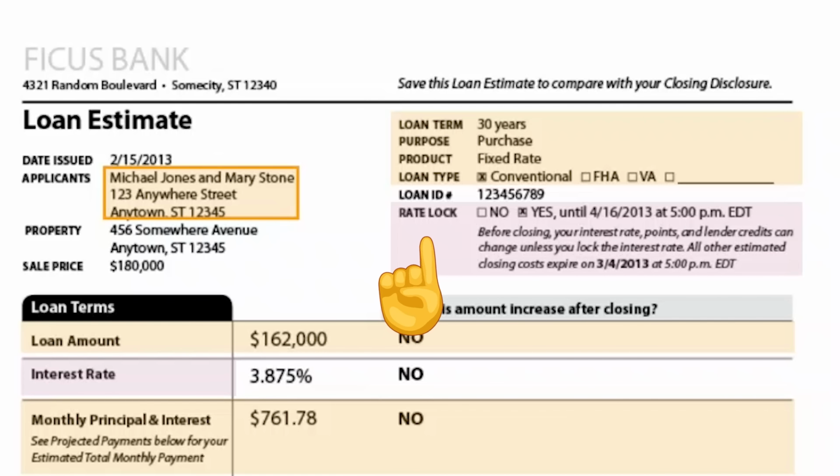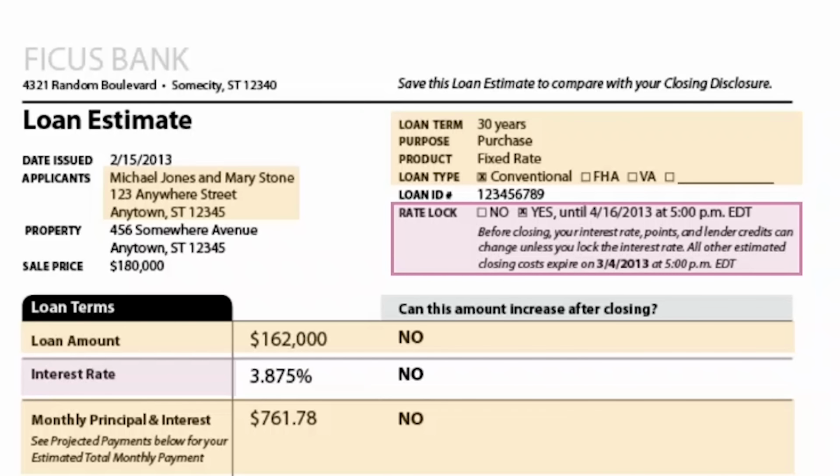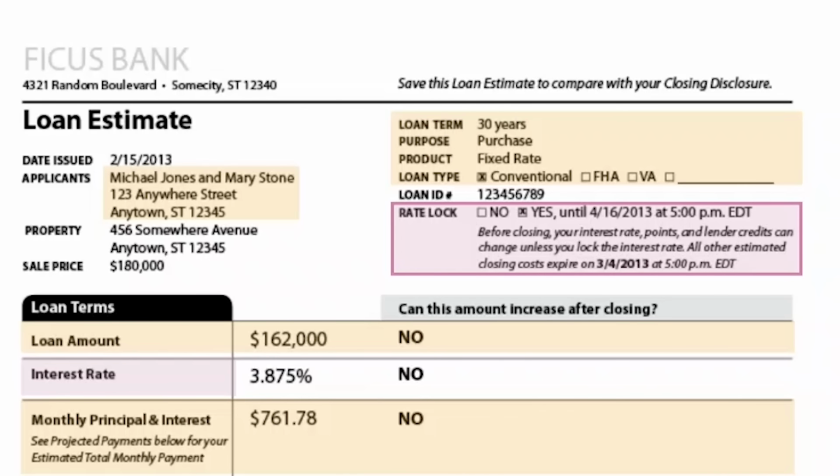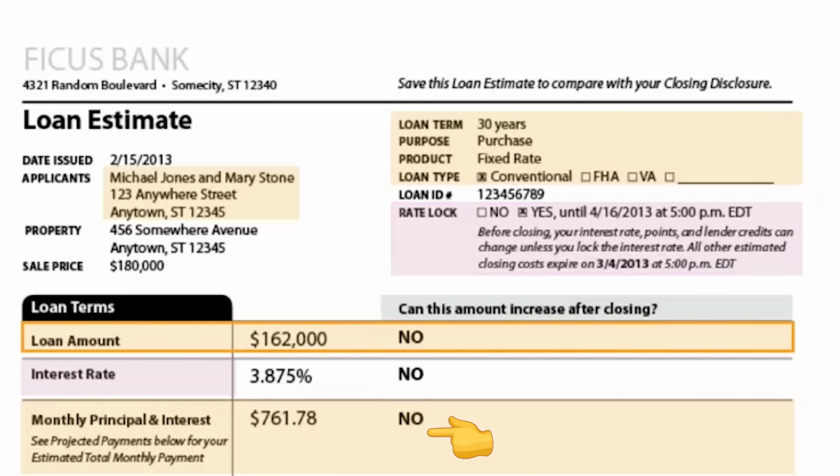This is very important. If your rate is locked, then the terms typically cannot change. At least the lender terms cannot change, which I'll get to in a moment. If it's not locked, then everything can change. The rate can change and the terms can change.